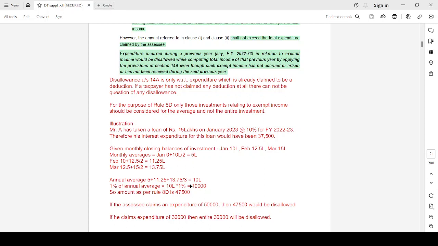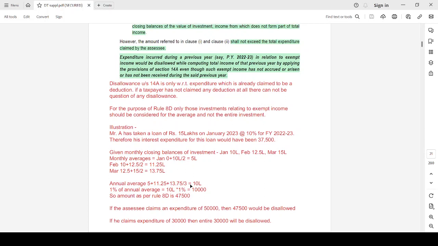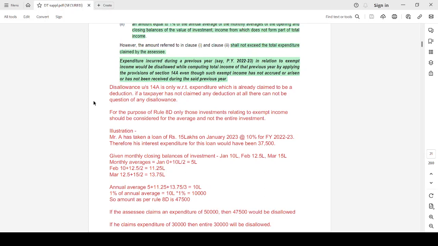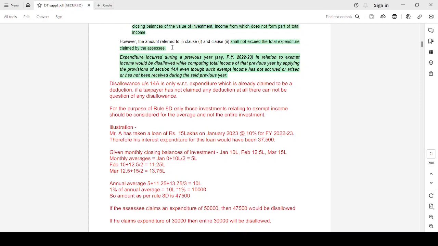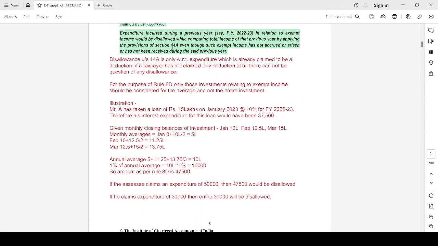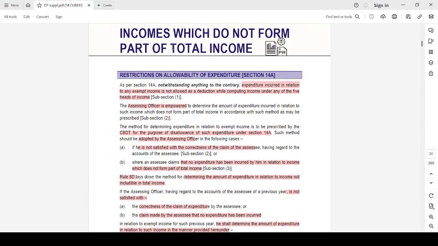Or now, if he claims only an expenditure to the extent of 30,000, then the entire 30,000 will be disallowed, and I will not disallow 47,500 because the amount referred to in clause 1 and clause 2 shall not exceed the total expenditure claimed by the assessee. I think with this you will be clear about section 14A read with Rule 8D.